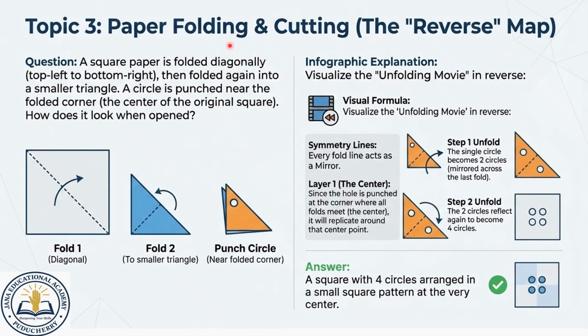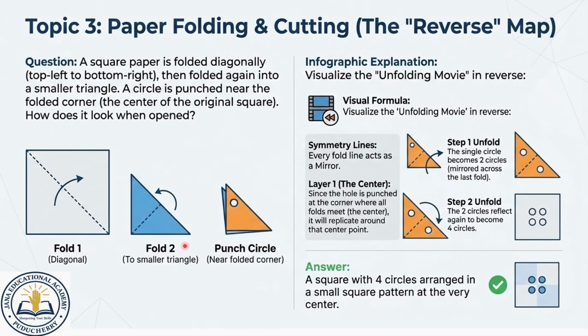Okay. Here is the paper folding and cutting. Here in the question, a square paper is folded diagonally. This is a square paper. So this dotted line is nothing but where we are going to fold, in a diagonal manner, top left to bottom right. So a circle is punched, you see, diagonally like that. When it is folded, the picture will become like this, right?